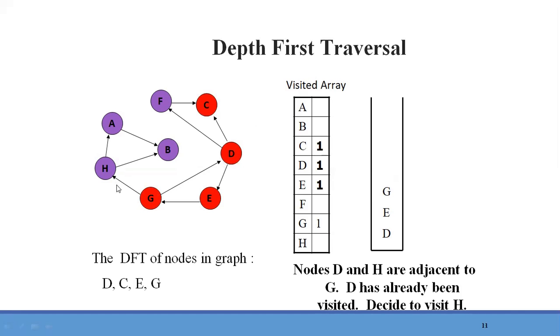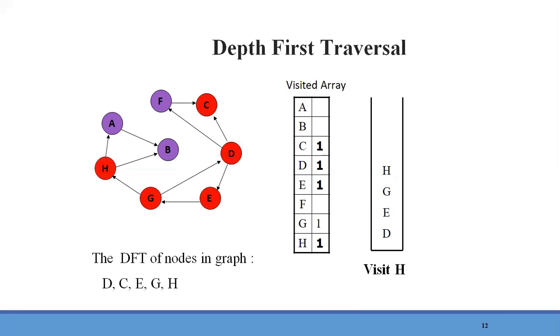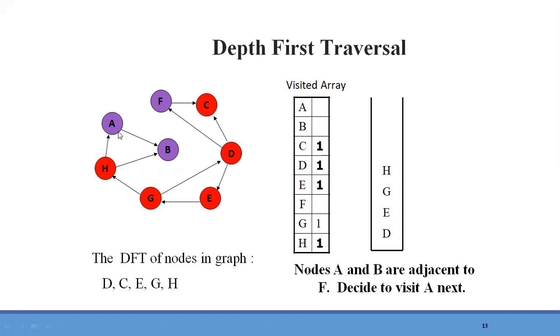Now check for the nodes which are adjacent to node E, and that is only one node, that is G. So the next node which we will be visiting is node G. So G will be added at the top of the stack, and G is visited and it is displayed in the output. Now the top element in the stack is G.